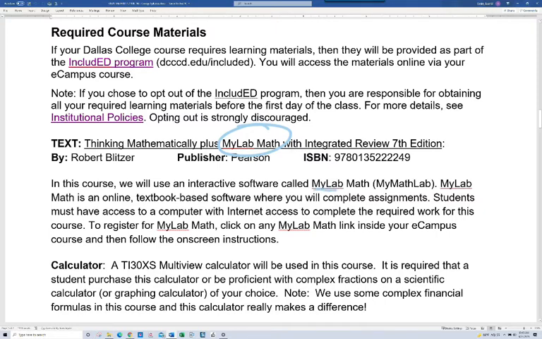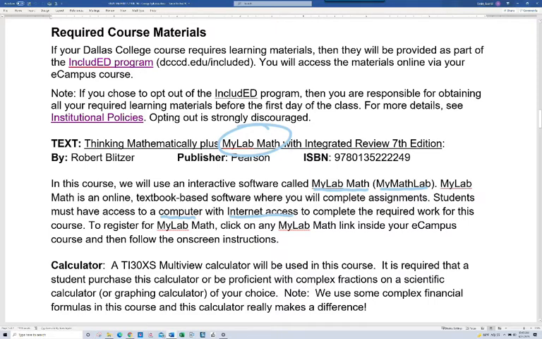Again, we are using MyLab Math, which used to be called My Math Lab. So a lot of times you'll hear me call it by that. It's an online textbook-based software where you're going to be doing your assignments. So you're going to need a computer, and you're going to need reliable internet access because you have a lot of homework you'll be doing, and so it's really important that you have a reliable place you can go to do that work. And you can certainly do it at school, but hopefully you don't have to do it all at school.